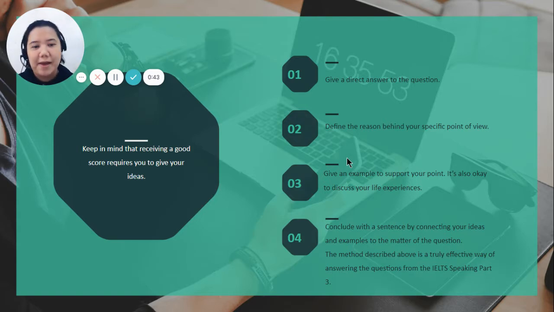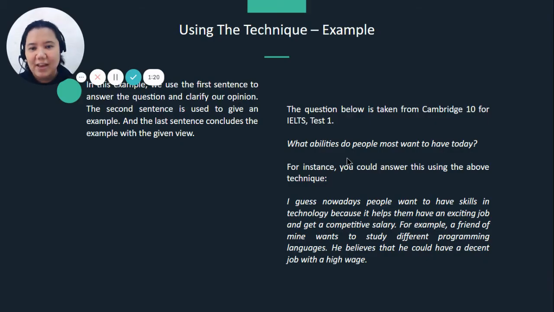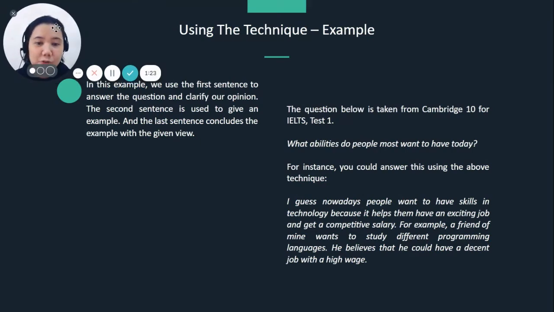So of course, number one, you have to give a direct answer to the question. You have to be able to define the reason behind your specific point of view. You can also give an example to support your point, and it's also okay to discuss your life experiences, although not all in that sense. And then conclude with a sentence by connecting your ideas and examples to the matter of the question. So this method described above is a truly effective way of answering the questions from the IELTS Speaking Part 3.